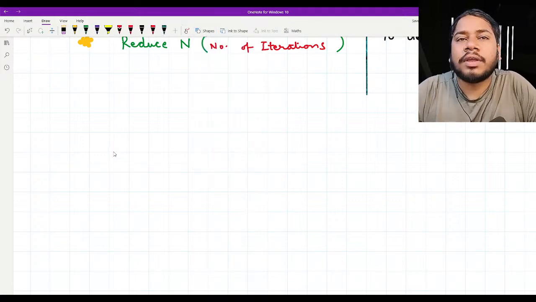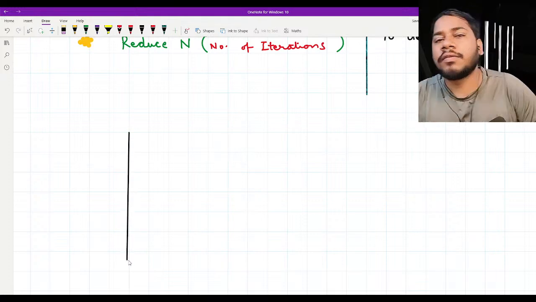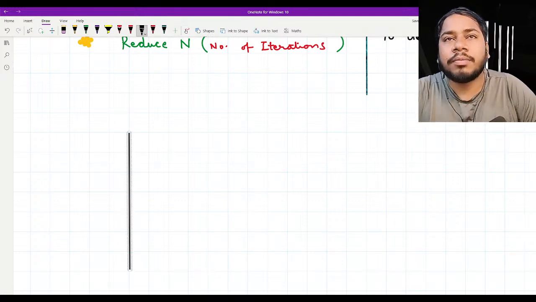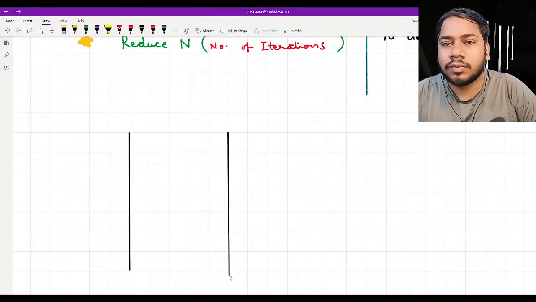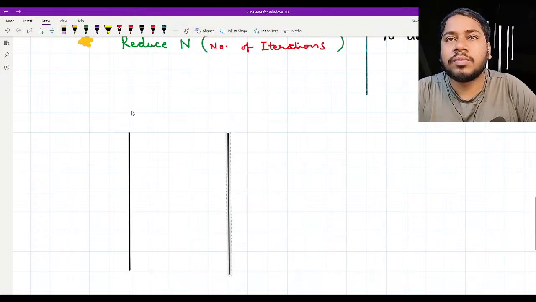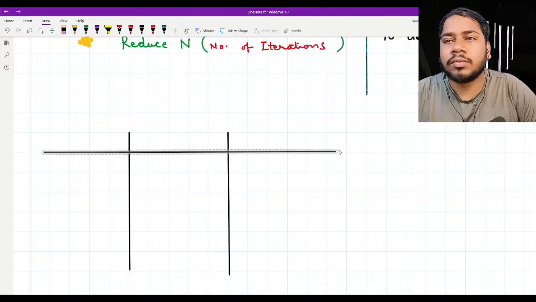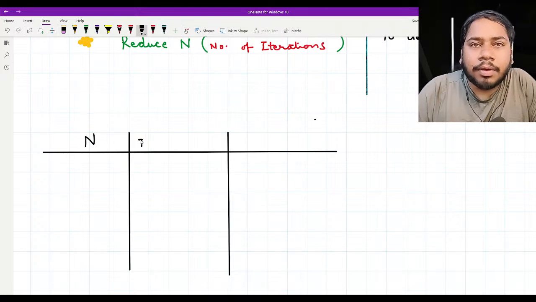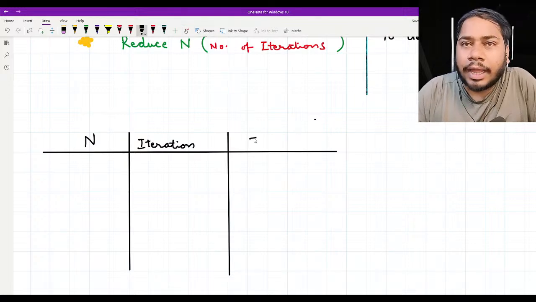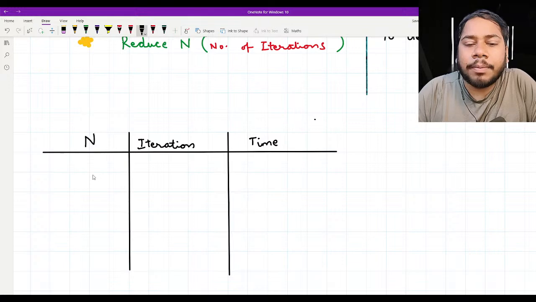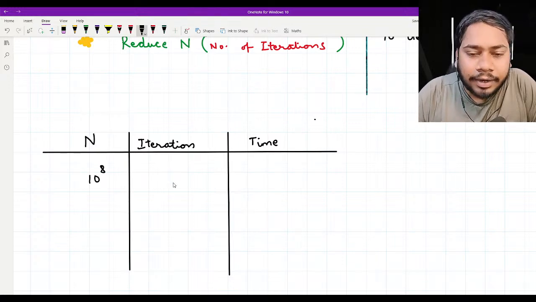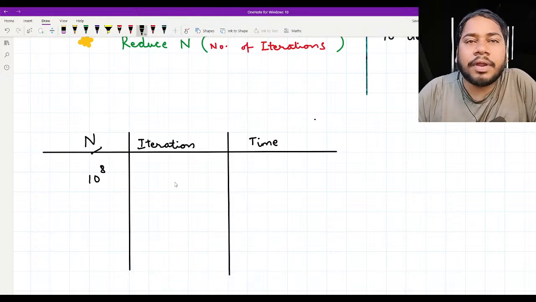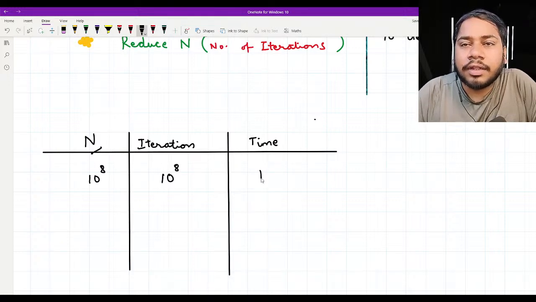So we have something like this, and we have columns n, iteration, and time. According to our assumption, if we have n equal to 10 to the power 8, then the number of iterations is 10 to the power 8, and the time it will take is 1 second.